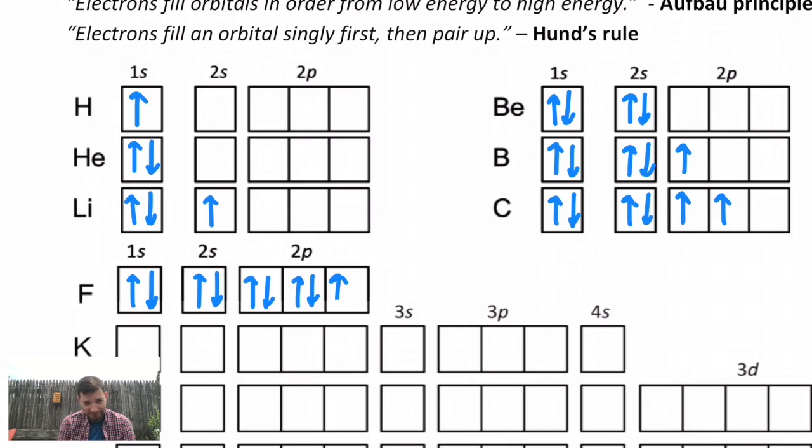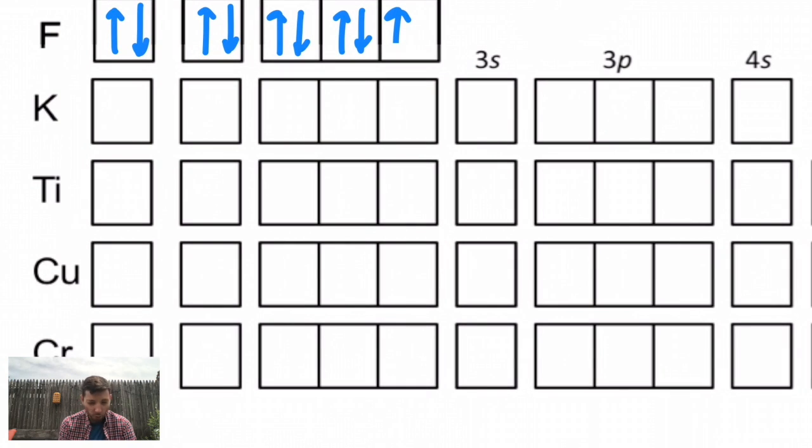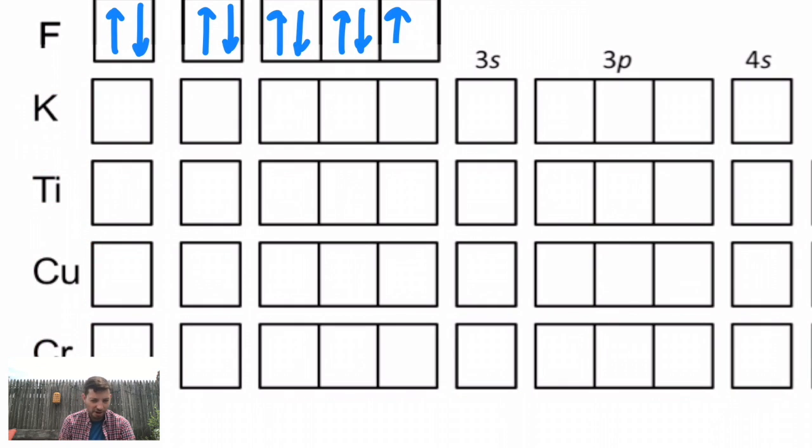The Pauli exclusion principle says we can't have any more than 2 electrons in an orbital, and you can't have an electron with the same quantum numbers as another electron. We'll get back to that in a later lesson. So I'd like you to just try the last few. What would the orbital diagrams look like for potassium, titanium, copper, and chromium? And then come back and check. Just hit pause and fill those in and see how you did.